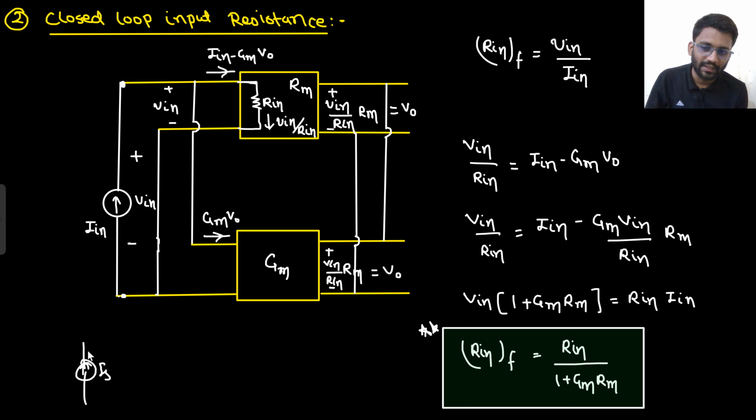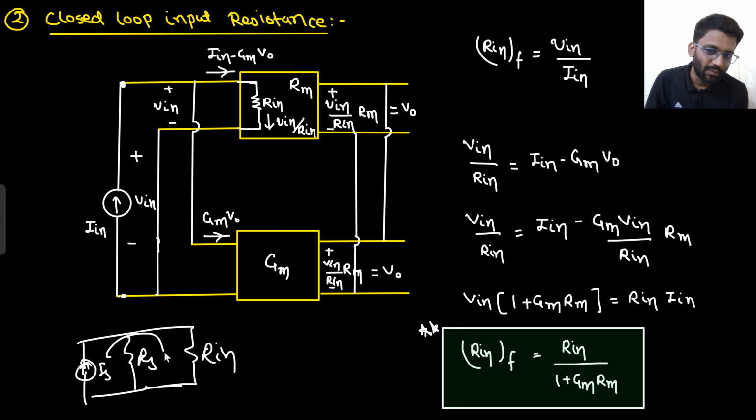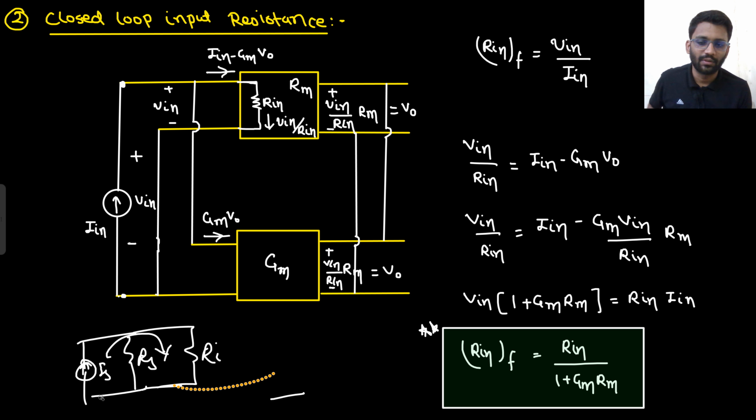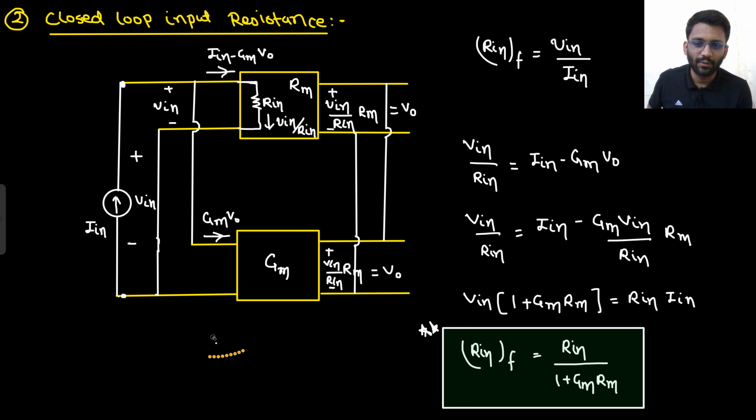This was the current Is, this was your Rs, and this was the input impedance of the amplifier. So you want more and more current to go here. That means you want this to be low. If this is low, then more and more current will go. So R in upon 1 plus GMRM. Say yes or no. Agreeing to this point? Well and good. So this is your R in with feedback.